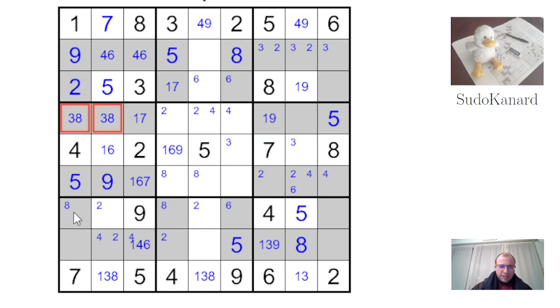So what about digit 3 in this extra region? Because of this 3, 3 is not here. So 3 must appear somewhere in this part of the extra region, so that's not a 3.